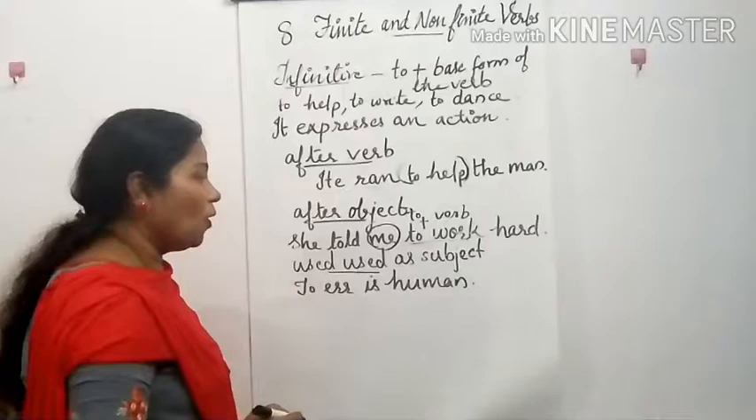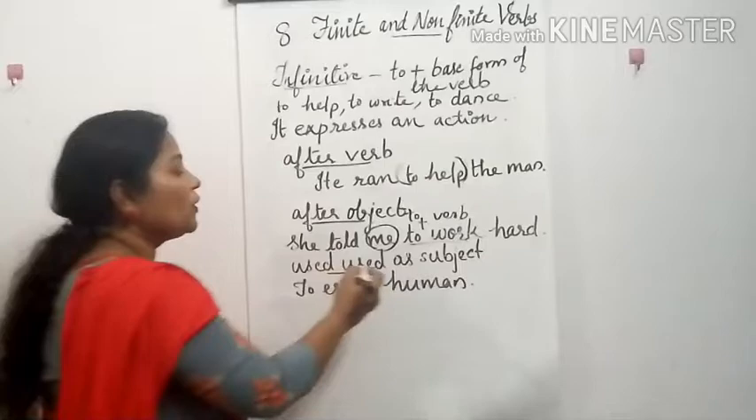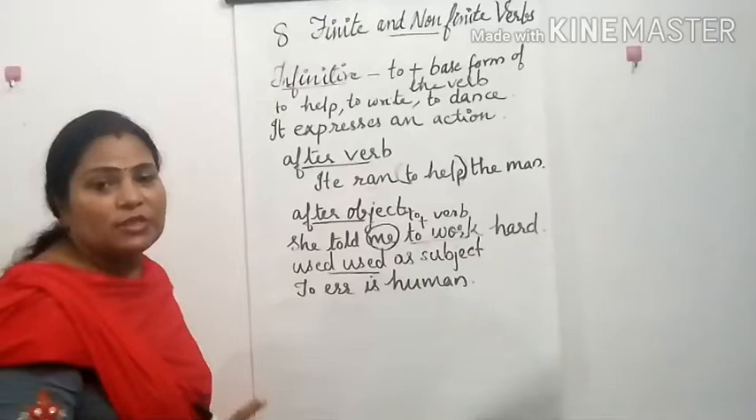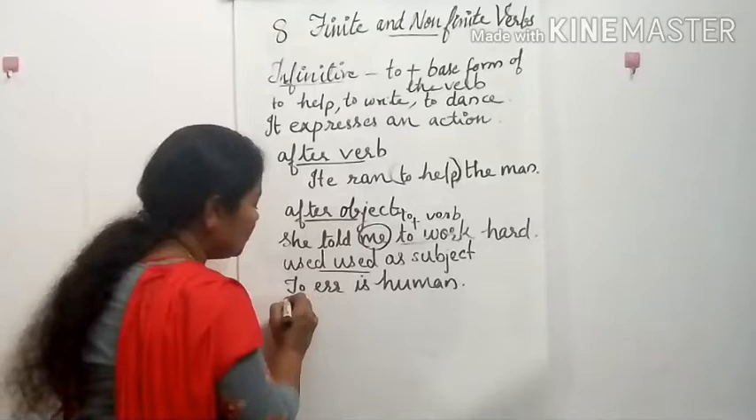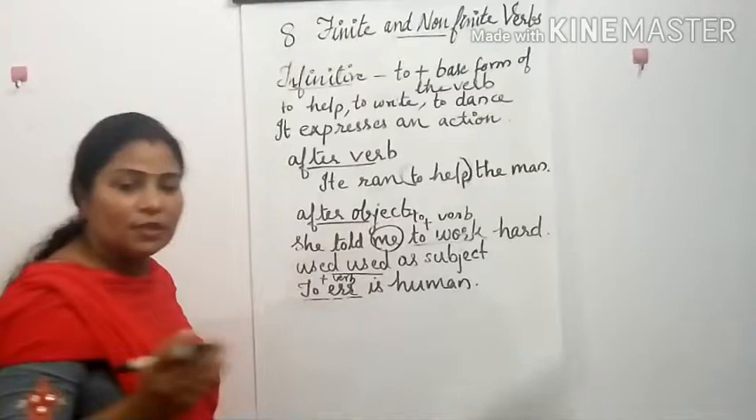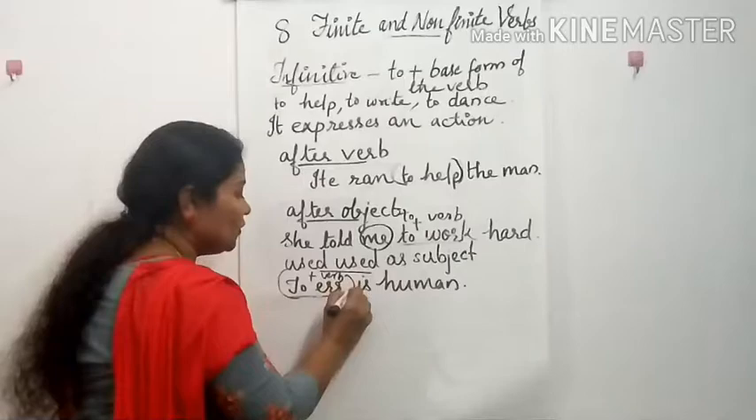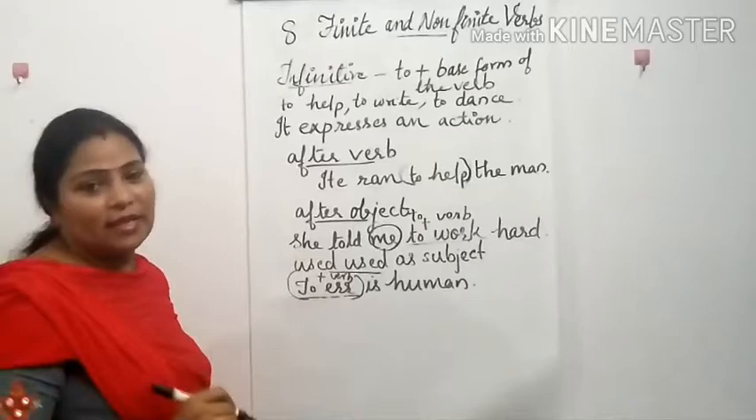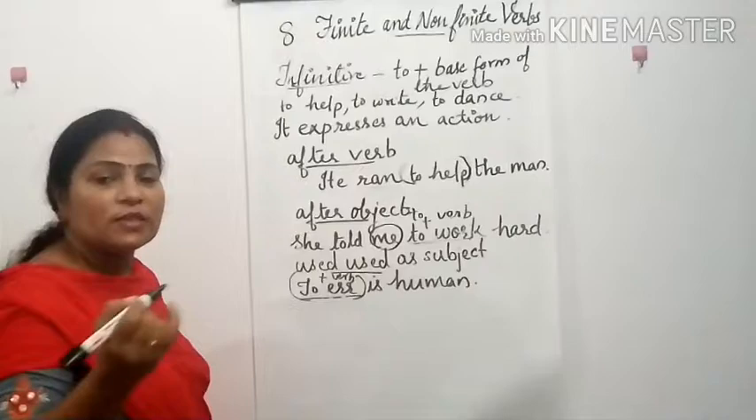Then infinitives, that is the verb with 'to', also can be used as the subject in the sentence. That means it is acting as the one about whom we are talking. See here, to err. So we have here 'to' plus verb. Err means making a mistake. So to err is human. So even a normal infinitive, to err, is acting as a subject in the sentence. So these are infinitives, and how they can be used.